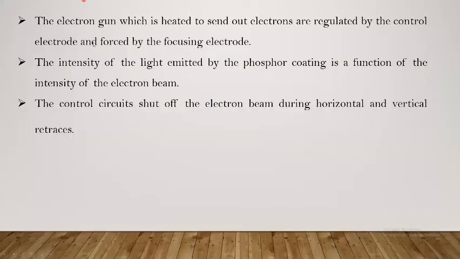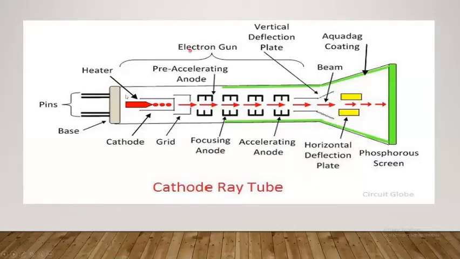Then the electron gun, which is heated to send out electrons, is regulated by the control electrode and focused by the focusing electrode. Your anodes are passing, so they are regulated by the control electrode and focused by the focusing electrode. The intensity of the light emitted by the phosphor coating is a function of the intensity of the electron beam. So whatever intensity is passed, it will be passed on to your screen.